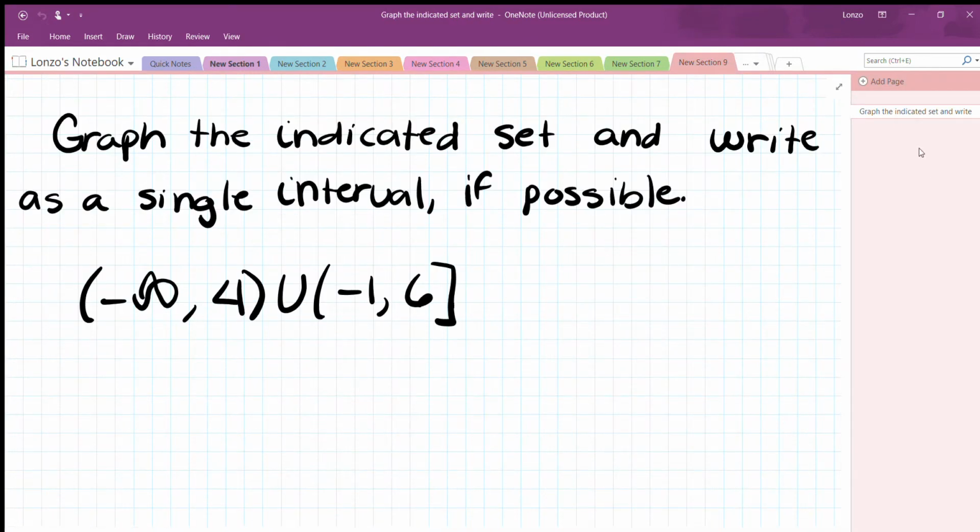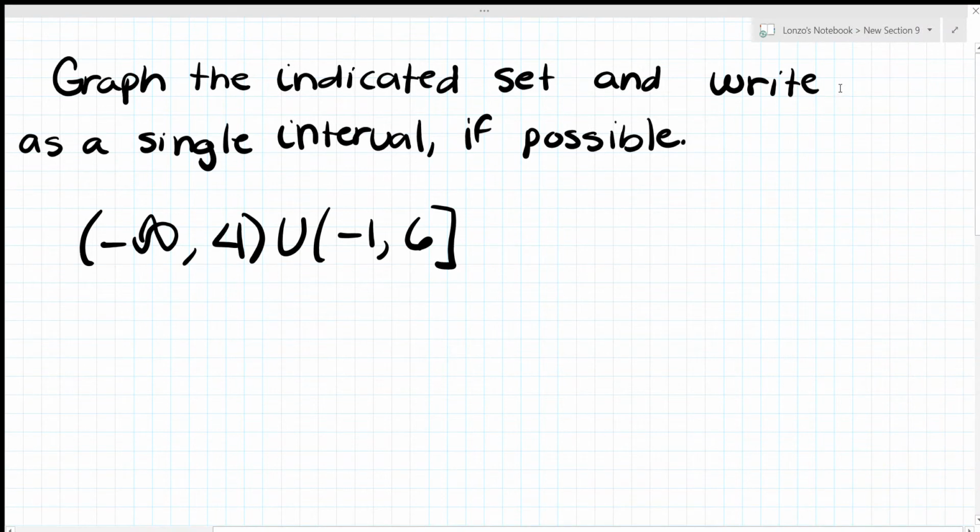Okay, so now let's do another one. Graph the indicated set and write it as a single interval, if possible. So we have from -infinity to 4, parenthesis, union, -1 to 6 bracket. So what they're saying is they want it in just one single interval notation.